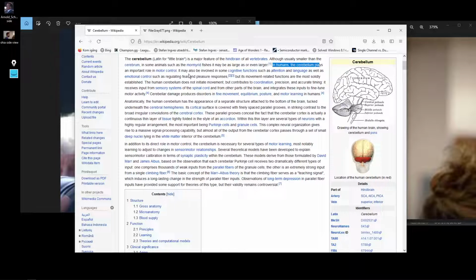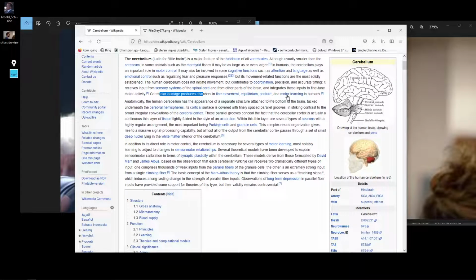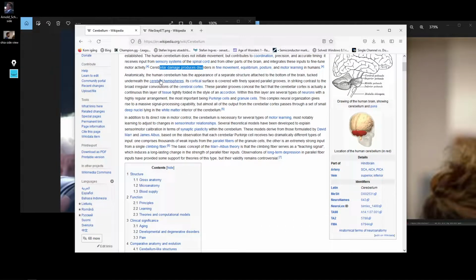In humans, the cerebellum plays an important role in motor control, meaning muscle control. It may also be involved in cognitive functions such as attention and language, as well as emotional control, such as regulating fear and pleasure responses. But its movement functions are the most solidly established. Thus, the cerebellum does not initiate movement, but contributes to coordination, precision, and accurate timing. It receives input from sensory systems of the spinal cord and other parts of the brain, and integrates these inputs to fine-tune motor activity. Cerebellar damage produces disorders in fine movement, equilibrium, posture, and motor learning in humans.